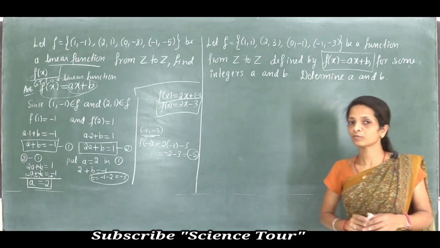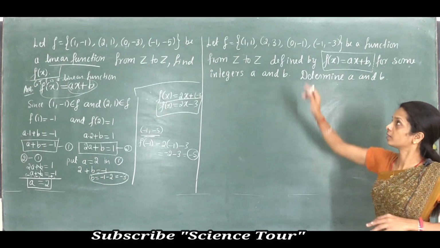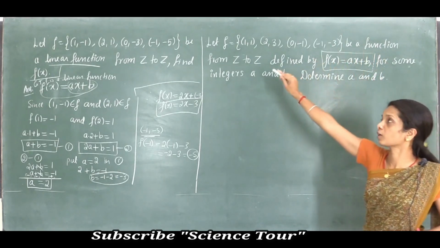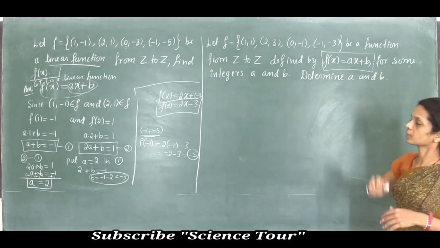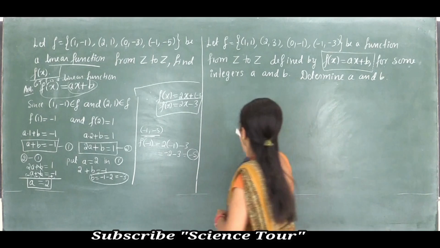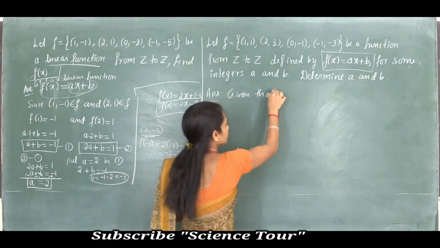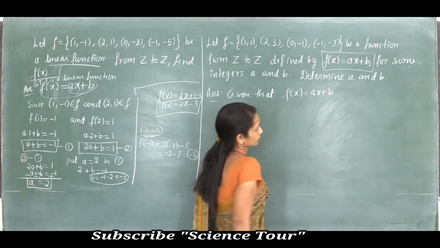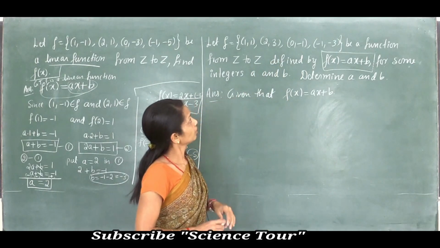If you refer to the first problem in today's class, that we did as the first problem, this is one and the same, but there you are given a linear function from z to z, but here they directly gave that the linear function is f of x equal to ax plus b. You have to find a and b. Okay, so here it is given that f of x equal to ax plus b. Just you have to find a and b using any two ordered pairs in this function.